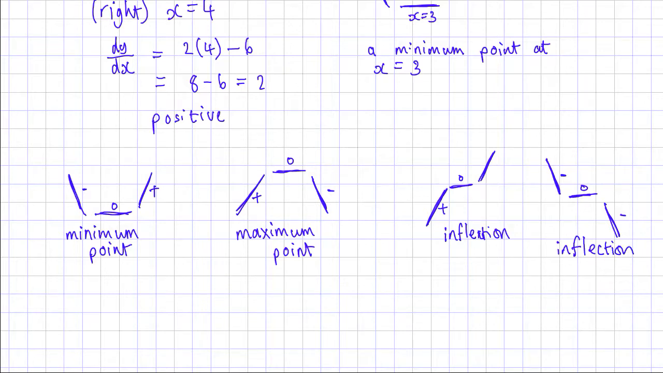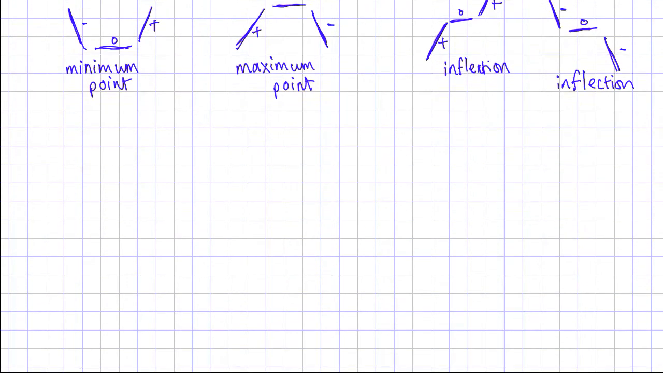Okay, so these are the different things you can find when examining the gradient on the left hand side and the right hand side of your stationary point. So stationary point when the gradient is 0, okay, and then you can examine the left hand side and right hand side and see what you get. Do you get negative or positive gradient? And this will tell you what kind of stationary point it is, if it's a minimum, maximum, or a point of inflection.